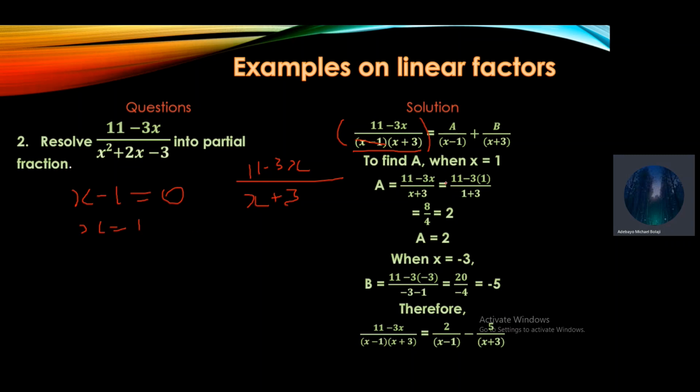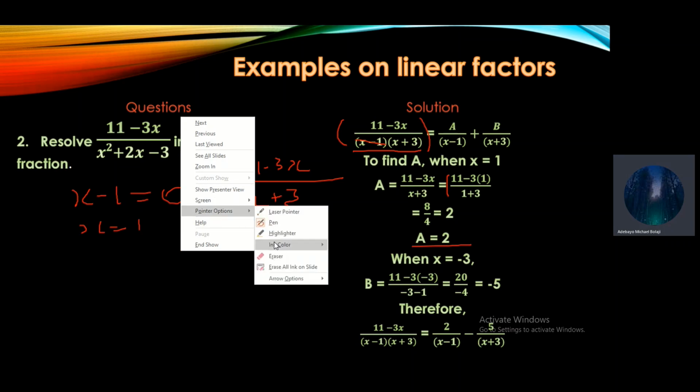So we have 11 minus 3, x now is 1, right? So we have 11 minus 3 times 1. Then we have 1 plus 3, right? So 3 times 1 is 3. 11 minus 3 is what? Is 8, right? 1 plus 3 is 4. So 8 divided by 4 is equal to 2. That's why the value of our a is equal to 2. Very short and simple. Same with b, let's clean our work and solve for b.